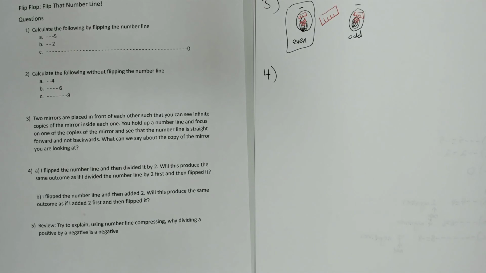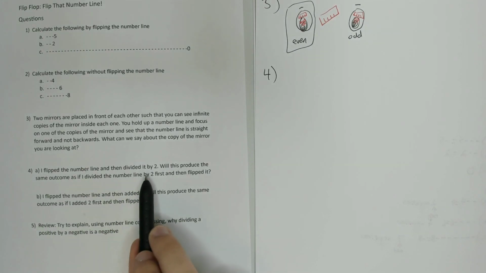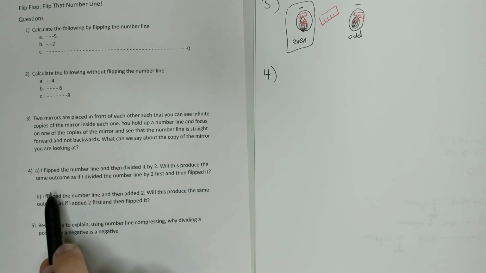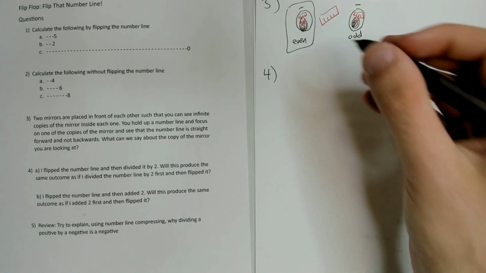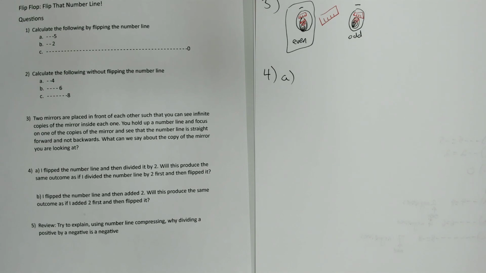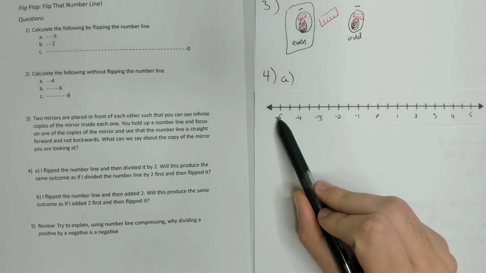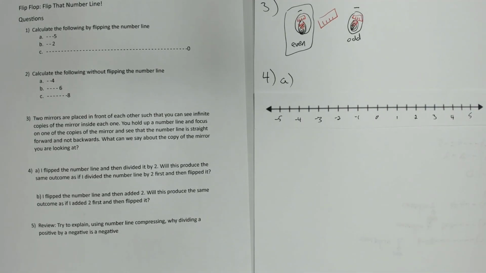All right, so for part 4, we see that I flipped the number line and then divided it by 2. Will this produce the same outcome as if I divided the number line by 2 first and then flipped it? So this is saying we're doing two things to the number line, and it's wondering if the order in which we do it matters. So we take a number line here, and because we're going to be dividing it by 2, I made it so that every number is 2 ticks apart so that we can compress it easily.